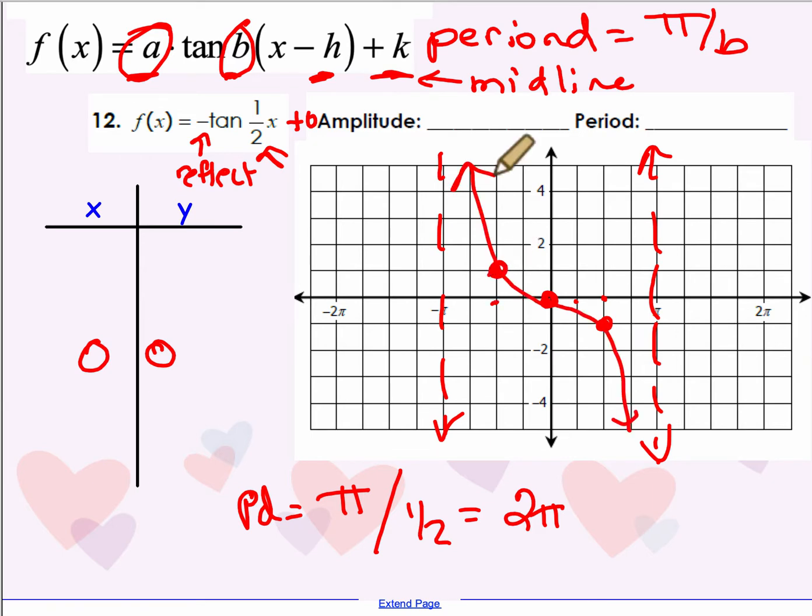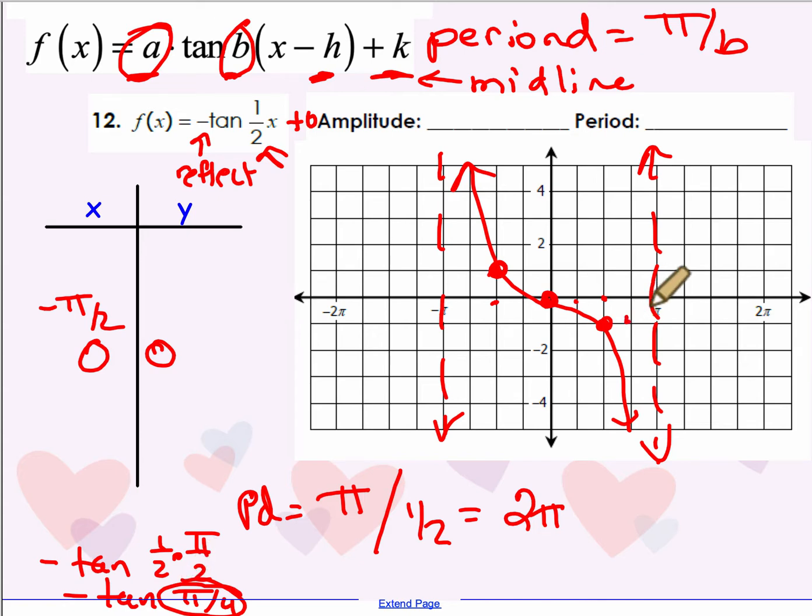Okay, and how we can tell we did it correctly is if we do an input of negative pi over 2, I would do the opposite of the tangent of 1/2 times pi over 2, which would be the opposite of the tangent of pi over 4. Pi over 4 has a tangent of 1, and the opposite of that would be negative 1. So that's correct.